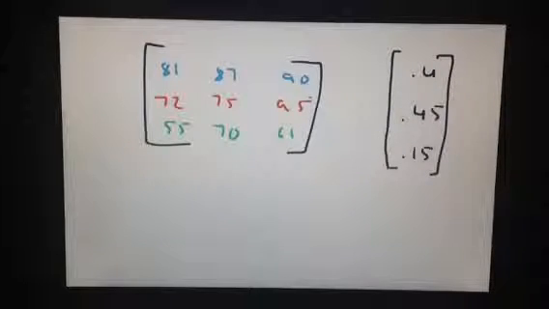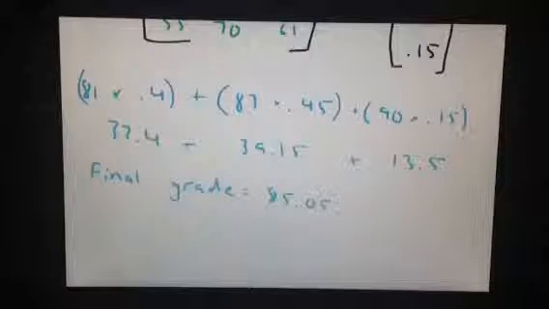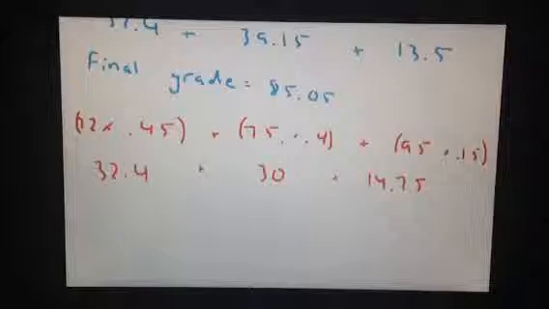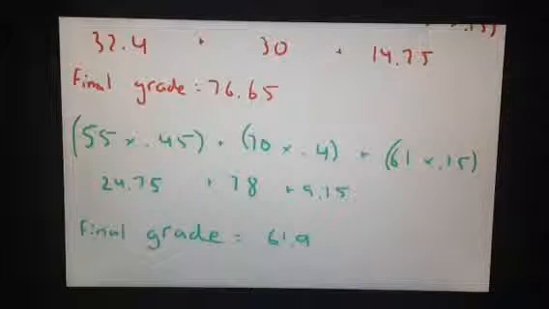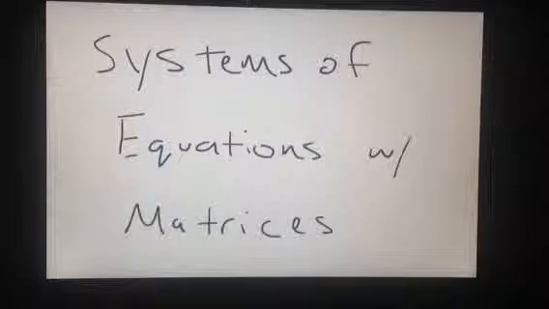Now we set those grades up in a horizontal 3x3 matrix, and we multiply just like we would on the other matrices. So we multiply it out and find that Thompson's final grade in the class was 85.05. We perform the same operation with Max's grade. Add up 32.4 to 30 plus 14.25, and we get 76.65 for his grade. And when we multiply out Kathy's grade and add it up, we find that she got a 61.9 in the class.